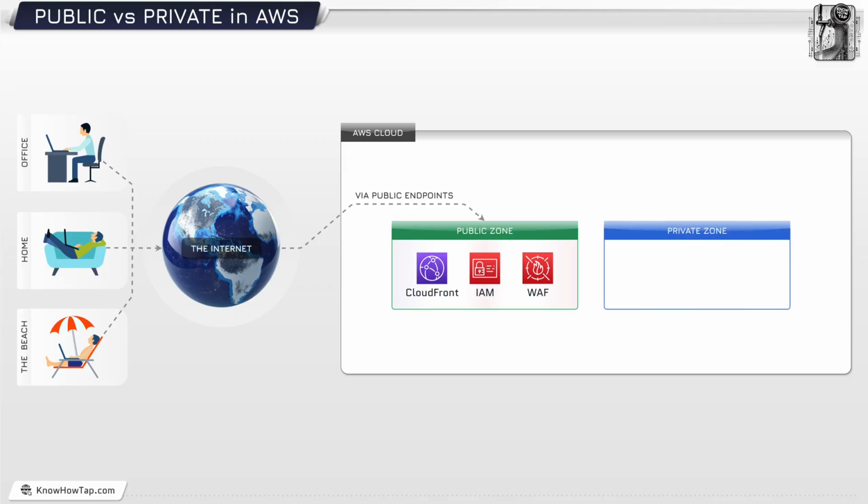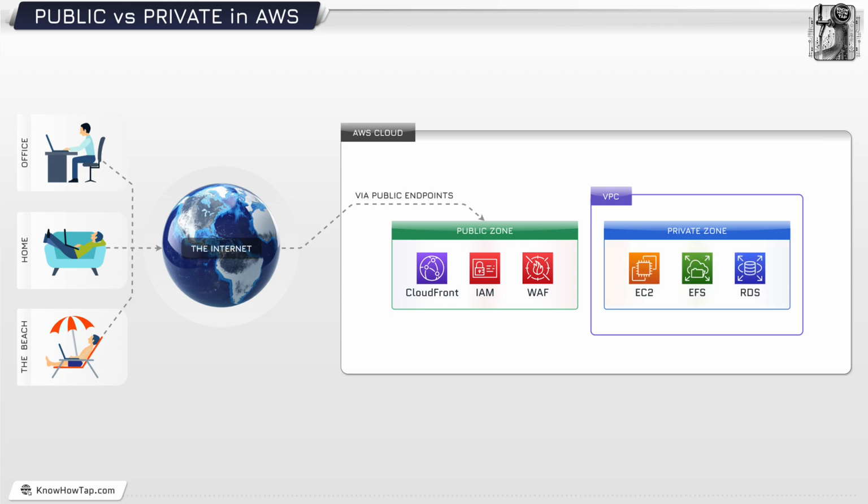On the right side is the private zone. These are resources that live inside a VPC and are not reachable from the public internet by default. Examples include EC2, EFS, RDS. To access these resources, you must deliberately create a network path. Nothing here is reachable by accident.